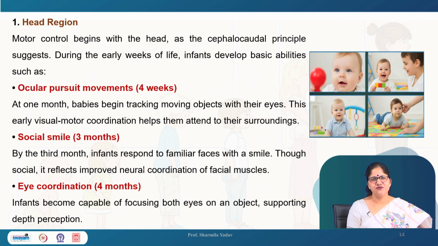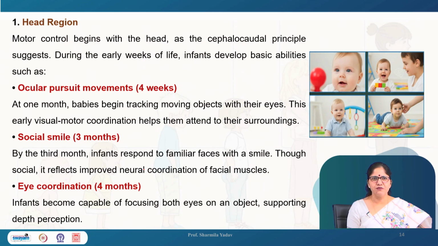Now let's discuss every body part, first the head region. Motor control begins with the head, as the cephalocaudal principle suggests. During the early weeks of life, infants develop basic abilities such as ocular pursuit movements. Within 4 weeks, at 1 month, babies begin tracking moving objects with their eyes. This early visual motor coordination helps them attend to their surroundings.